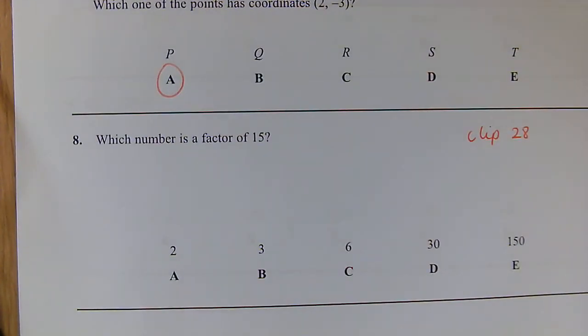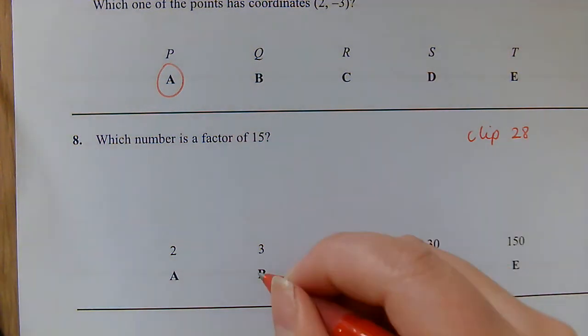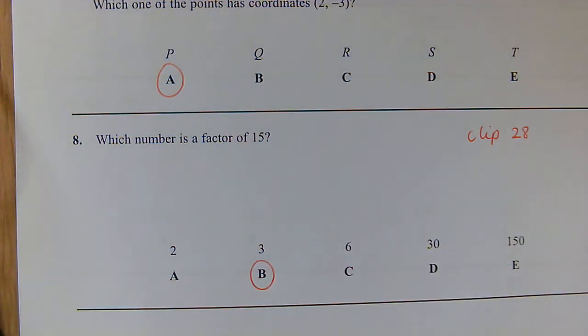Which number is a factor of 15? So here we're looking at our pairs that will multiply to make 15. So we've got 1 multiplied by 15 and 3 multiplied by 5. So it's going to be 3, which is the factor.